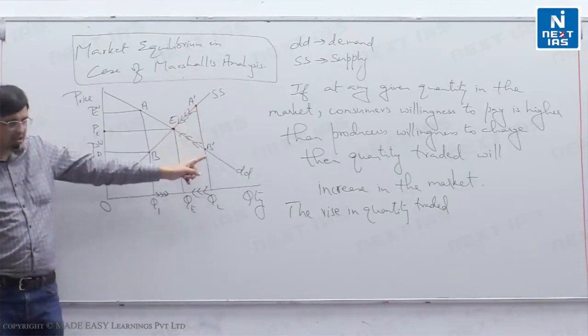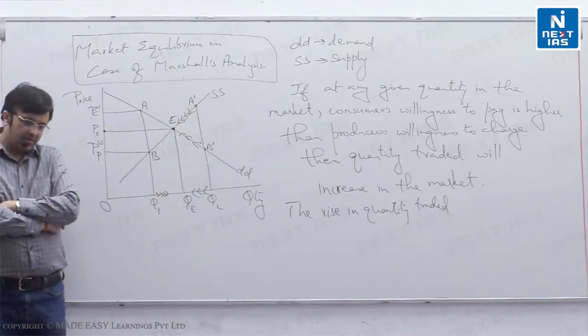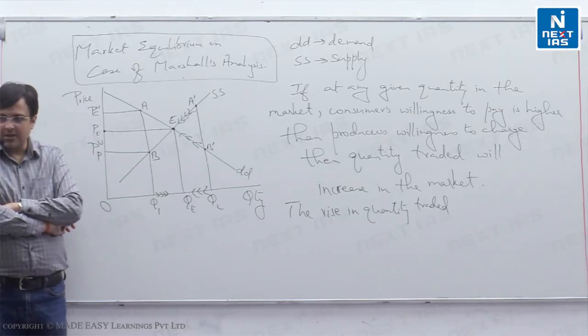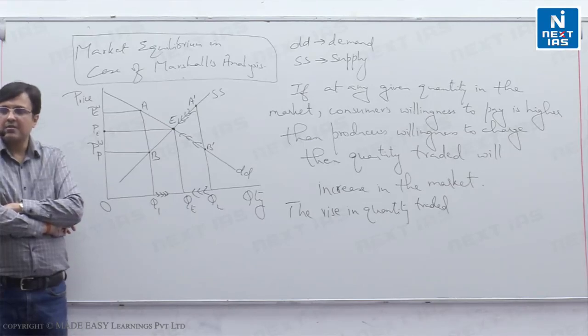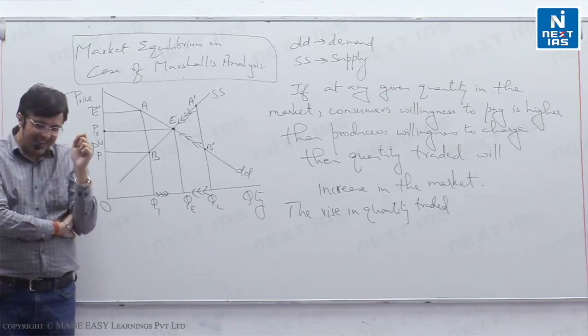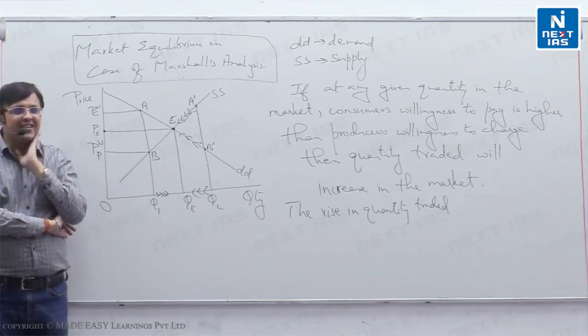You just put an A dash and B dash here and you write, similarly, if quantity traded becomes higher than the equilibrium quantity.